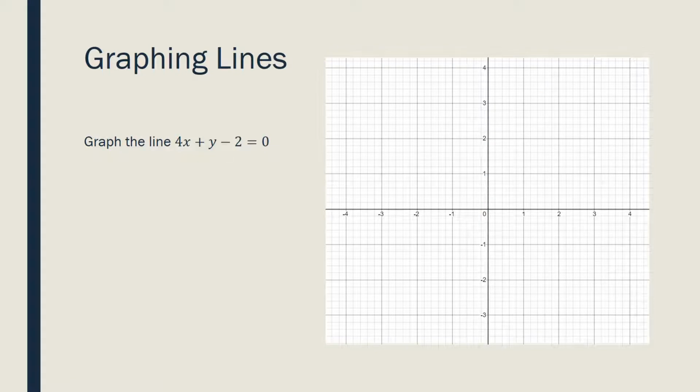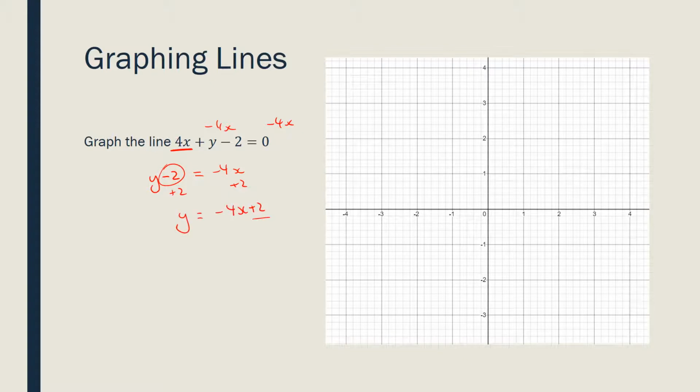Okay, this is our final equation. It's not in gradient intercept form, so we need to change it into that. So we're going to minus 4x to undo the adding 4x here. So we're going to get y minus 2 is minus 4x. And then we're going to add 2 to undo the subtracting 2. So we get minus 4x plus 2.